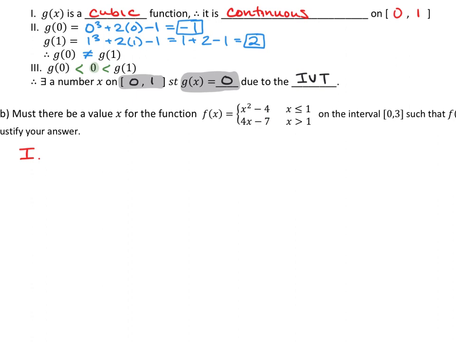So we just need to make sure when it shifts from one function, the quadratic, to the linear, that it's still continuous. So we go back to the original 3 steps for continuity. Those 3 steps are, number 1, does f of negative 1 exist? So we do negative 1 squared minus 4, which is equal to negative 3. So it does exist. Okay?